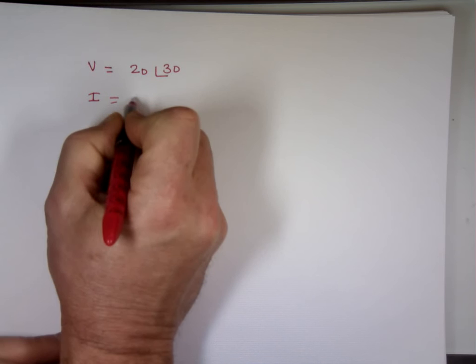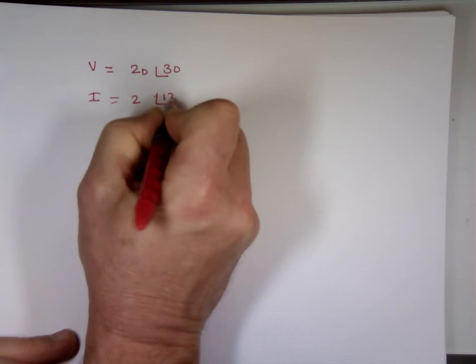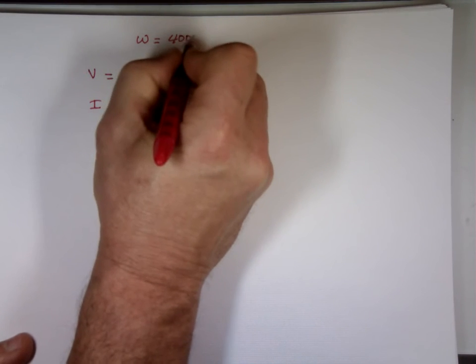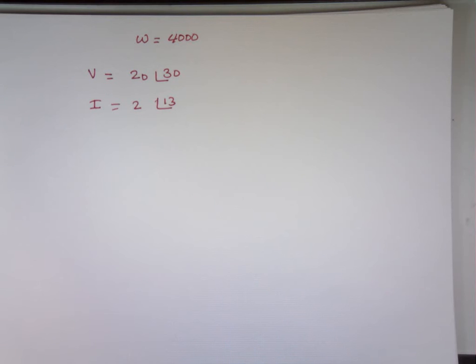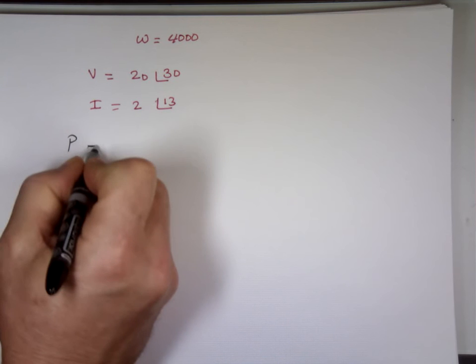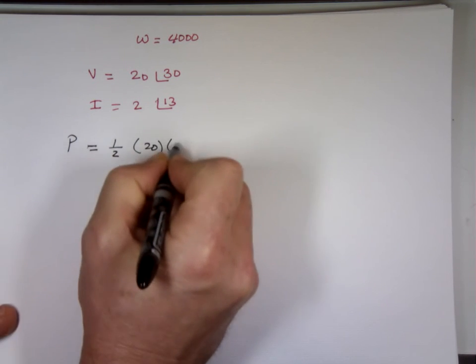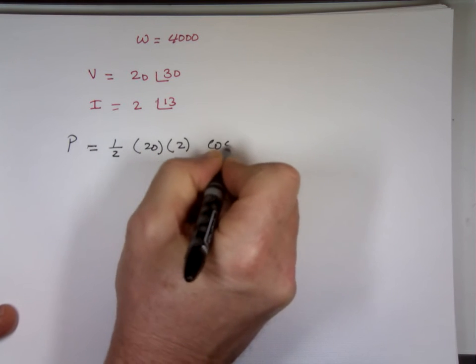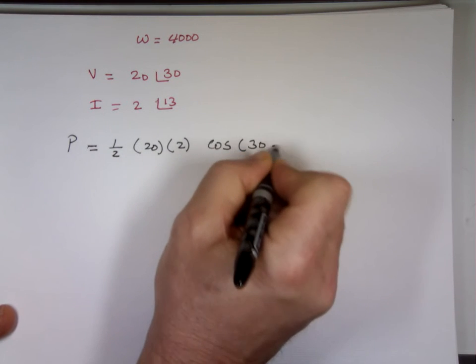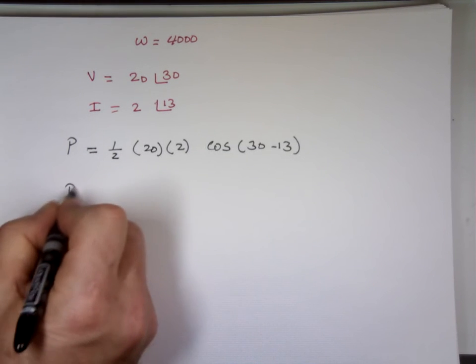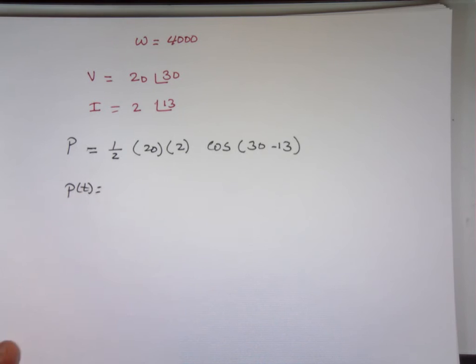Let's say it was 2 angle 13 degrees, and let's assume omega for us was 4,000. If you want to find the average power, P average is going to be 1/2 V max, which is 20, I max, which is 2, cosine of theta V minus theta I. That's the average power.